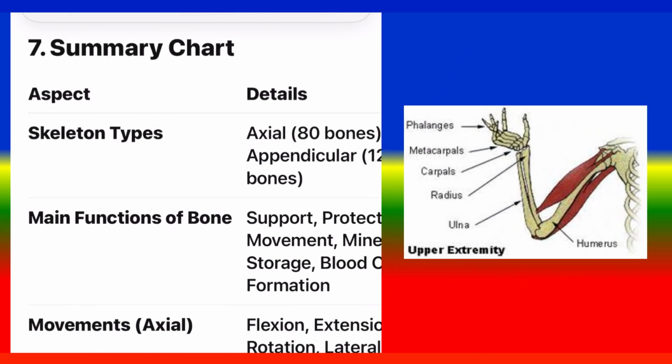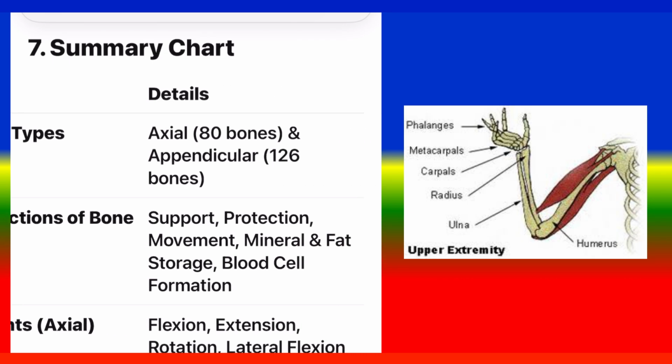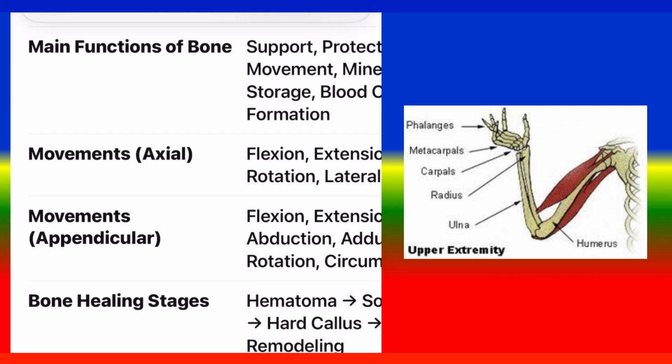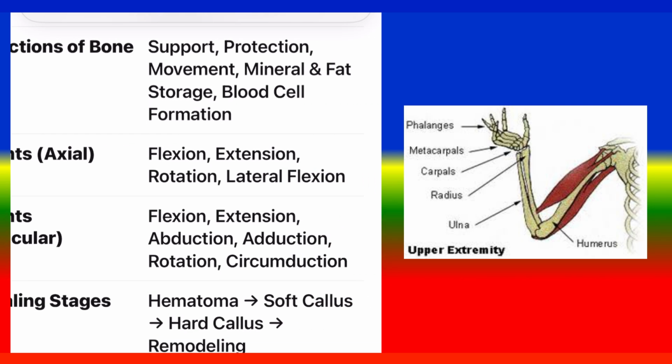Summary chart, aspect, details. Skeleton types: axial 80 bones and appendicular 126 bones. Main functions of bone: support, protection, movement, mineral and fat storage, blood cell formation.